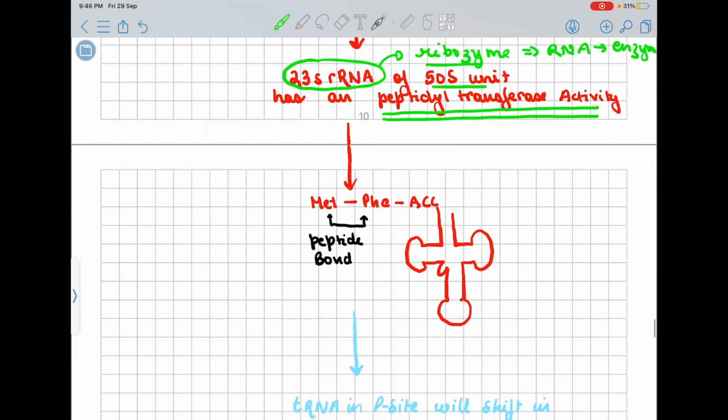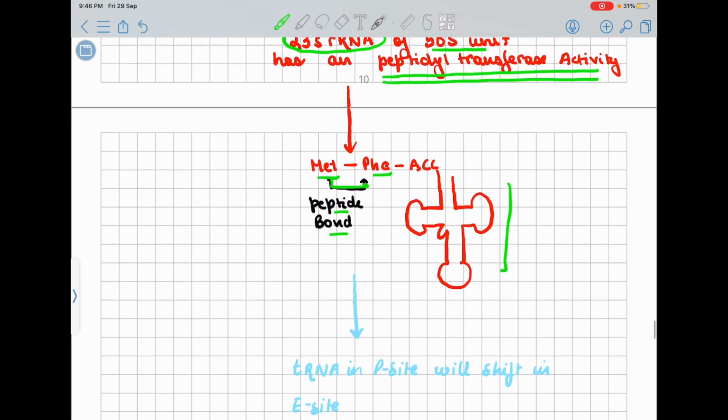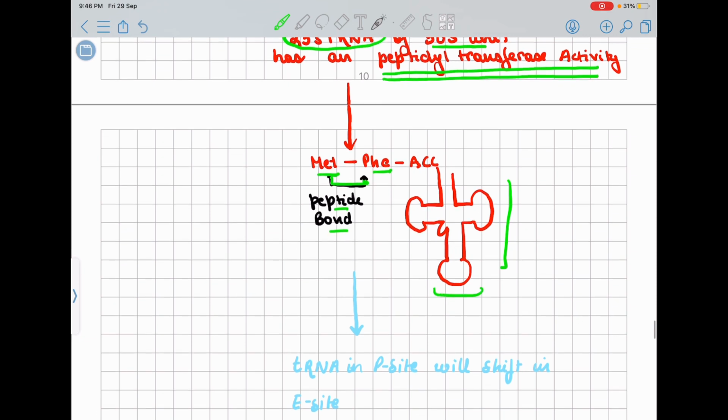So this is the tRNA which is attached to the phenylalanine and methionine. So there is a formation of peptide bond here. Remember, this tRNA is at which site? A site.